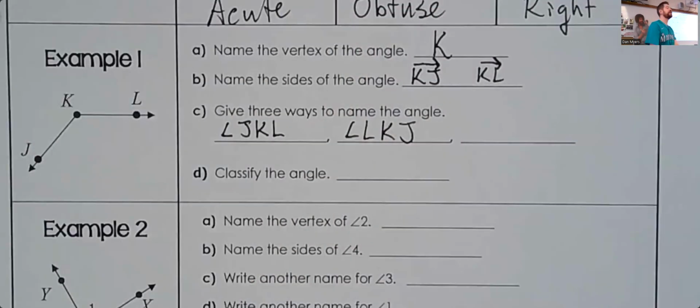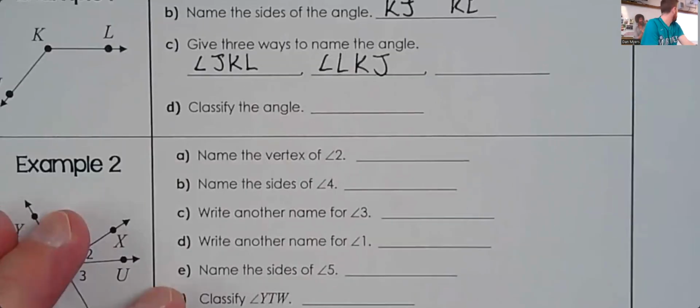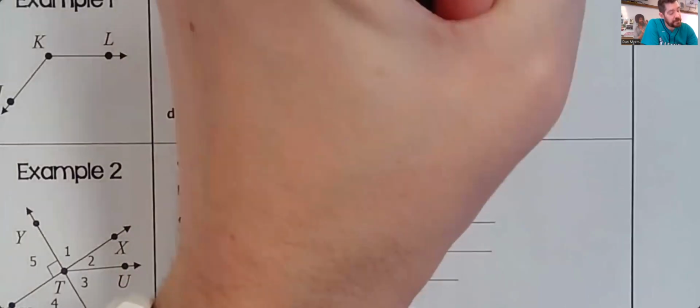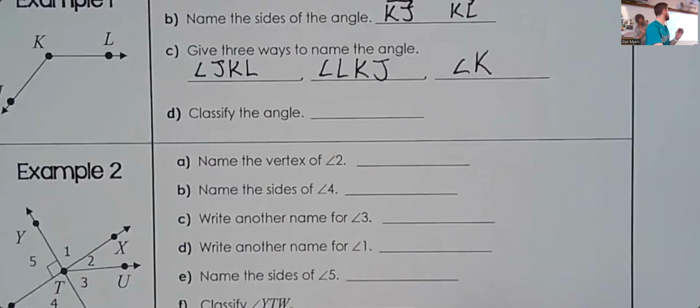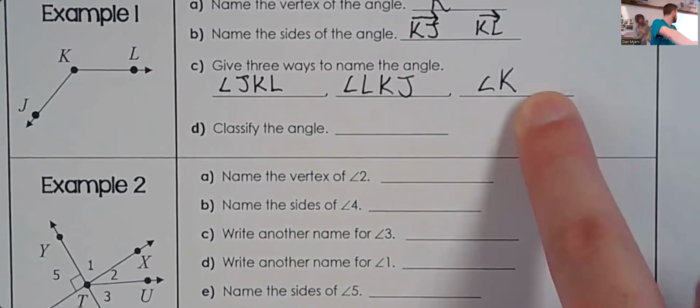And then the third one is the one that I'm not a huge fan of that we just saw above here. You can use a single letter if there's only one angle. So we could also call this angle K. You can name it based on the vertex alone if it's the only angle present. Which, again, I'm not really going to be using this.